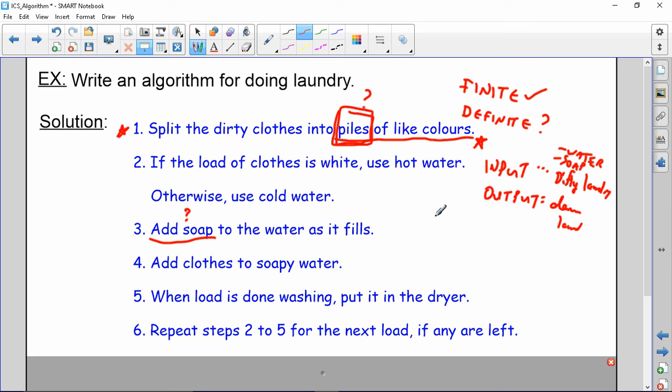So what's the last characteristic, effectiveness? And I would say that the answer is probably not, because the first step wasn't definite. Split the dirty clothes into piles of light colors. How many piles? How big are the piles? Is this an effective algorithm? Probably not, because some of the steps aren't definite.